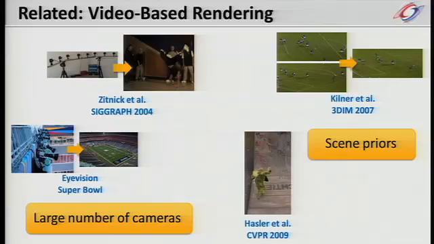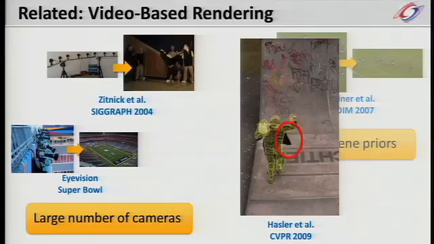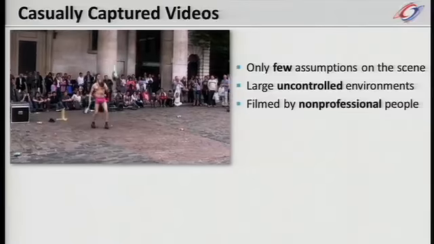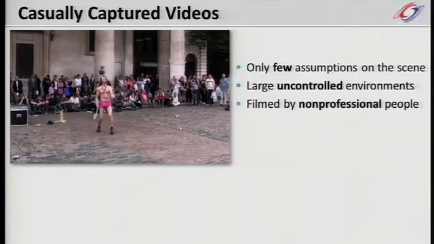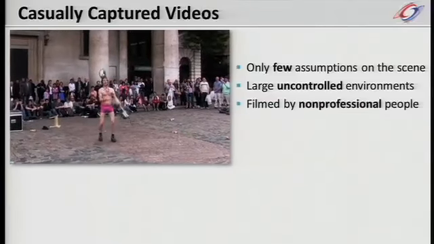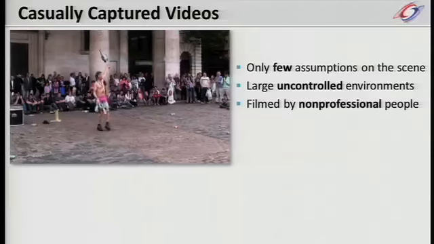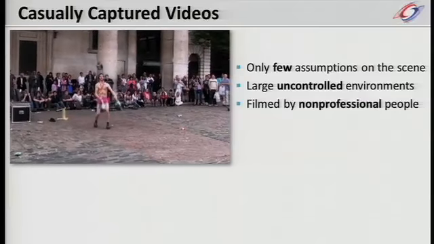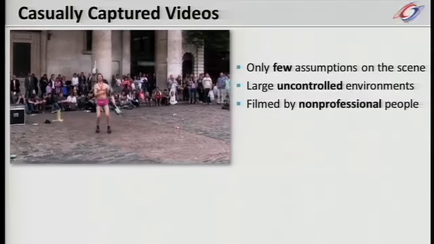As everybody knows, in a template-based motion capture system, if a template is not available for an element of the scene, like in this case, this jacket, its motion cannot be captured. So what else can we do in casually captured video scenarios, where only a few assumptions can be made on the scene, where we have a large, uncontrolled environment filmed by non-professional people? How can we perform video-based rendering in such a scenario?